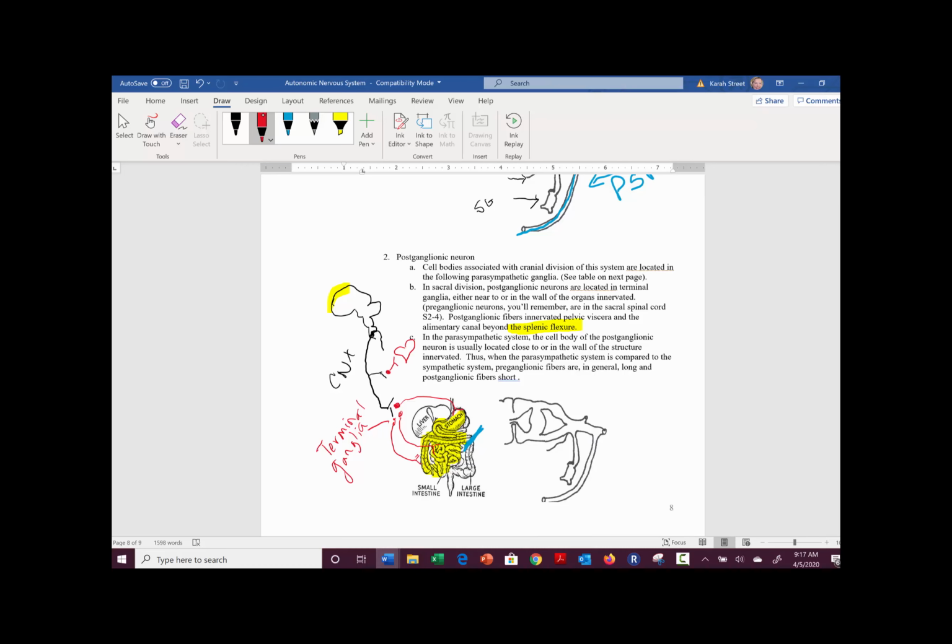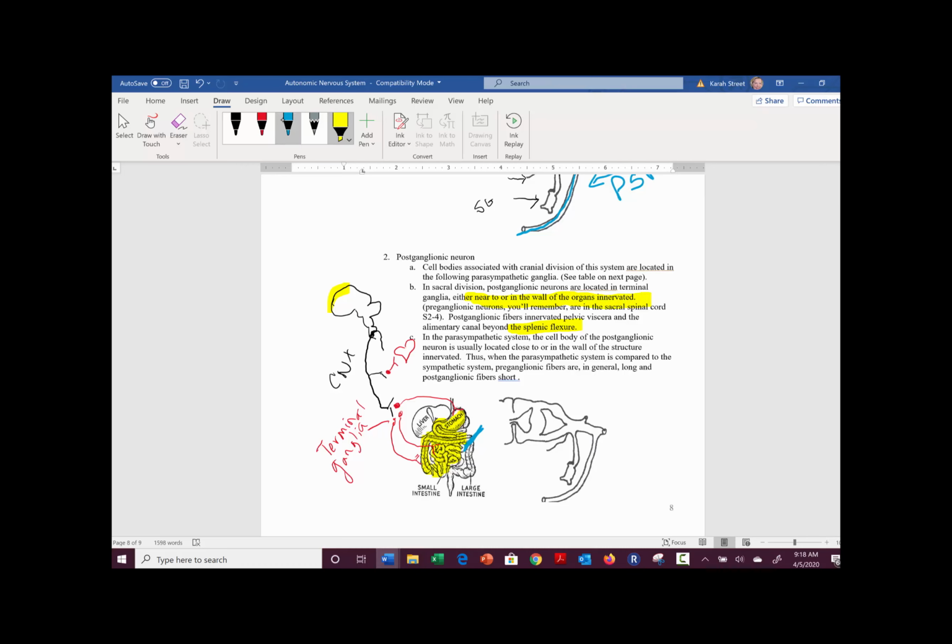And when I say these terminal ganglia are found in the wall of the involuntary effector, it means in the case of the heart, for example, we would find those terminal ganglia just underneath the endocardium, just superior, if you will, of the myocardium, which is the involuntary portion of the heart, right? That's the cardiac muscle that we're trying to target. So that's what I mean by in the wall of the involuntary effector, and that is also written in here, either near to or in the wall of the organs innervated.